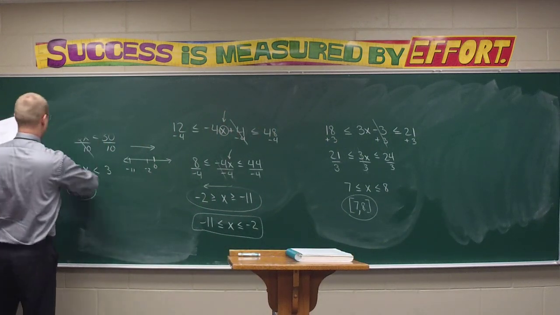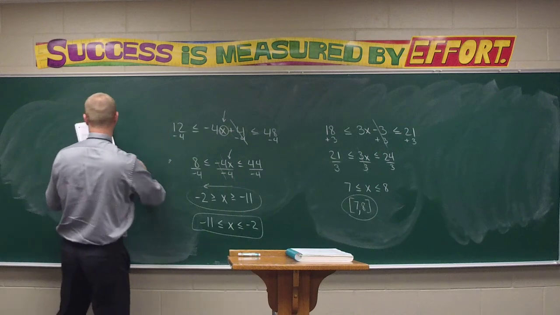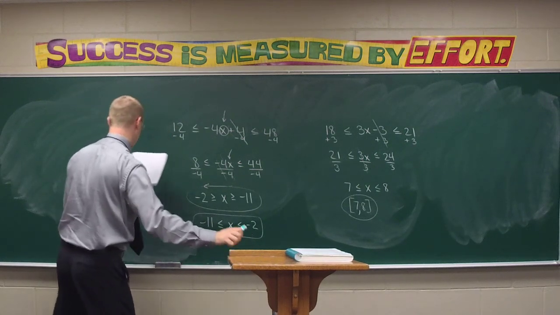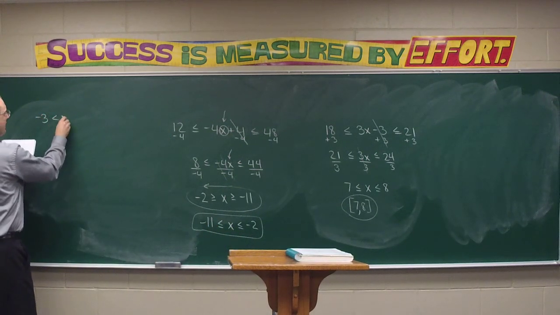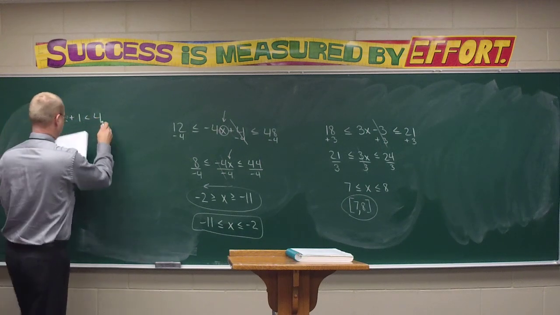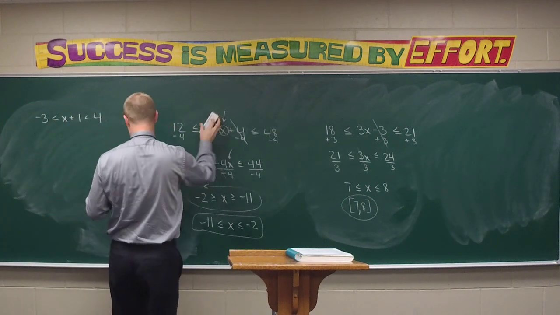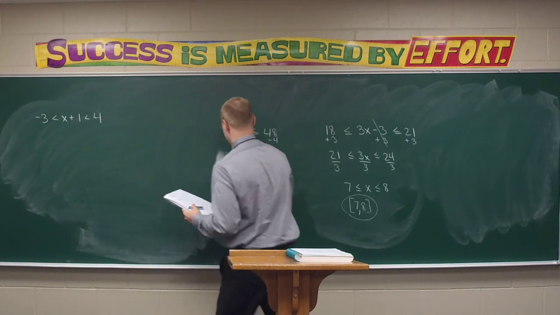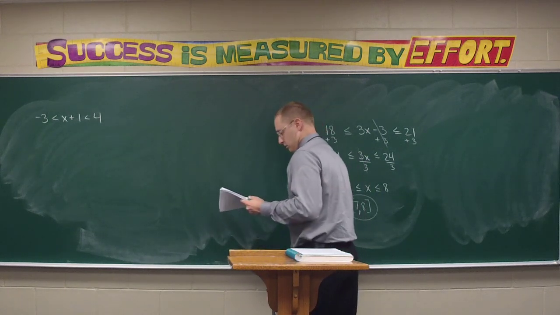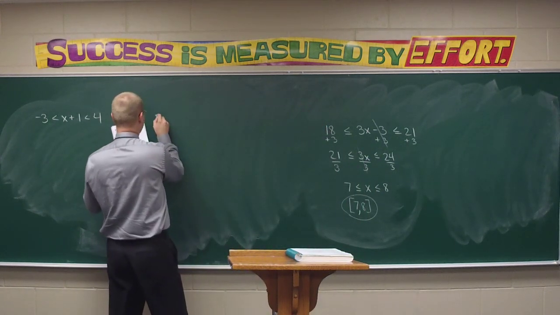All right, write this one down if you would. Negative 3 is less than x plus 1 is less than 4. I'll have a few more for you to work on, so start on that one first. Not that it'll take that long, you know.